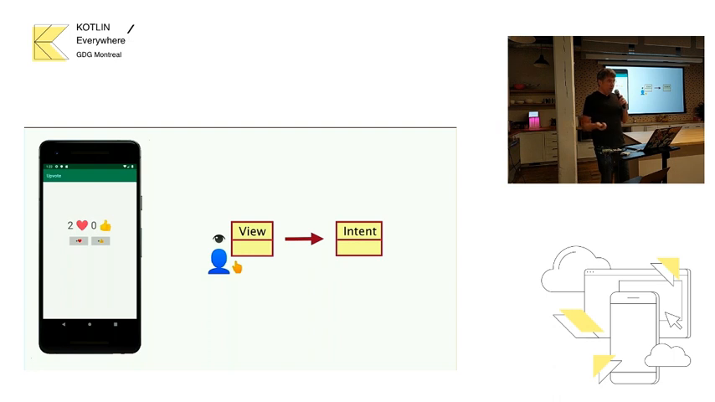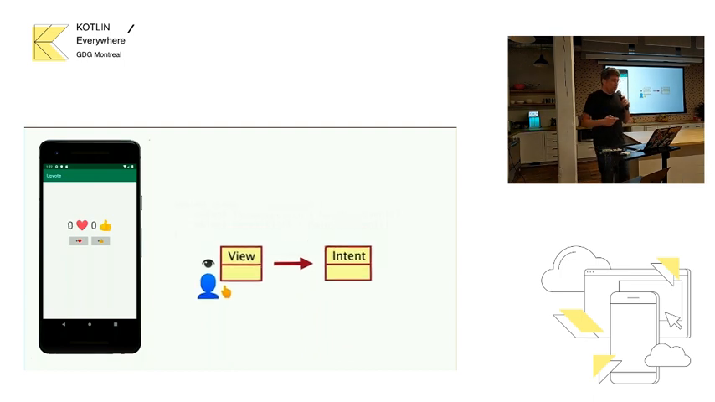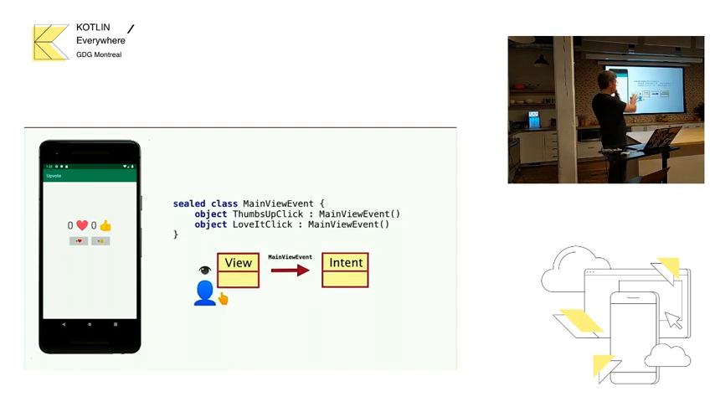So if I press it again, it goes up by 1. So let's actually look at what our view is sending exactly. To keep things nice and tidy, these are the kind of events that our view is going to be able to emit. Here you can see I've used a sealed class, and I've used singletons effectively, by using the object keyword here, because those events don't carry any payload data, right? They just happen, and you're going to do something about it. So we have a thumbs up click and a love it click.